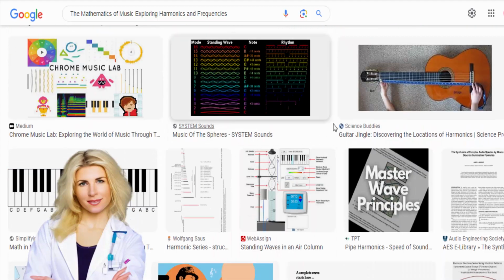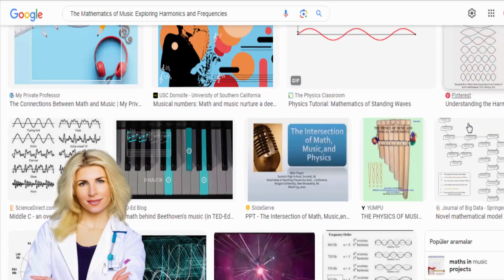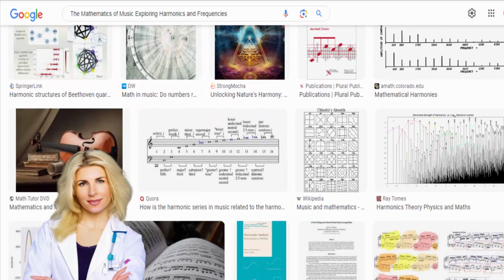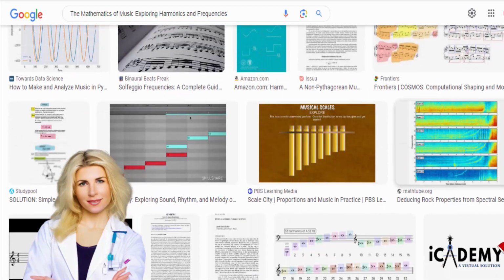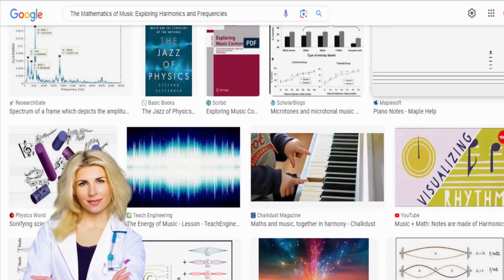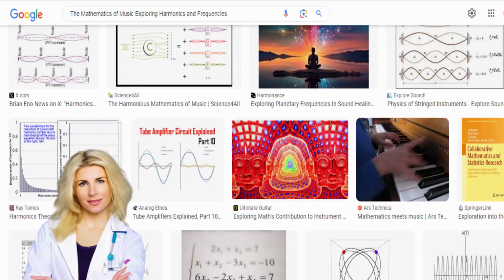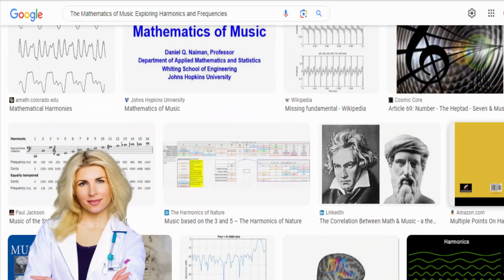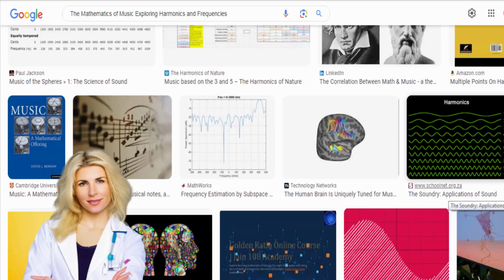Perception of pitch and harmony. Our brains use the frequencies of the harmonics of a note to determine its pitch. We also use the frequencies of the harmonics of different notes to determine whether they sound consonant or dissonant. The mathematics of harmonics and frequencies is a complex and fascinating topic. It is essential for understanding the science of music and for creating and appreciating music.